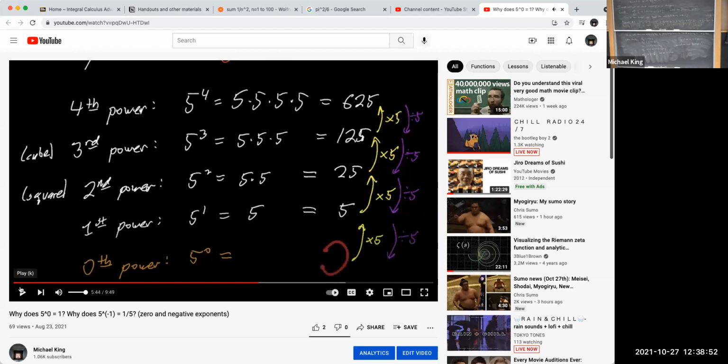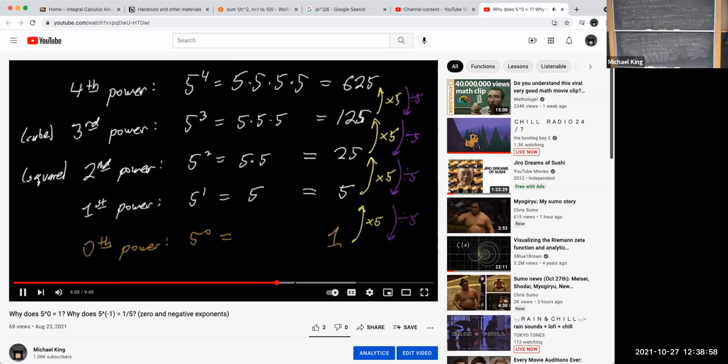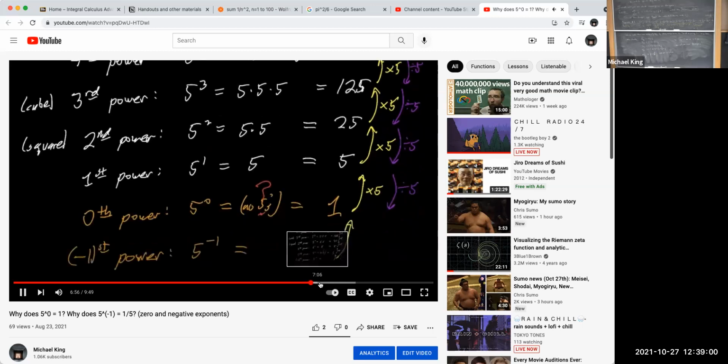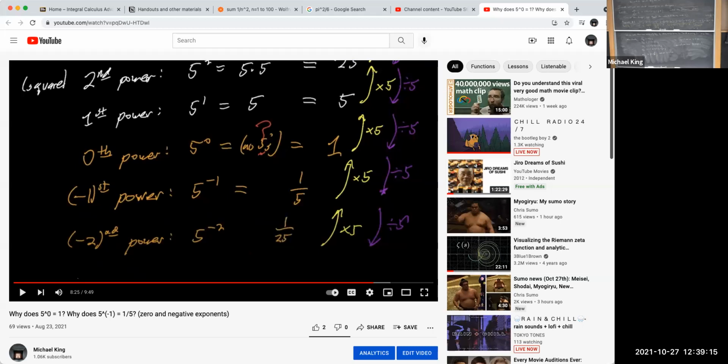What number do you need to put right there? 1. And then if you go to the negative first power, do you see what's going to be natural to put there? 1/5. So there you go. All right, you got it.